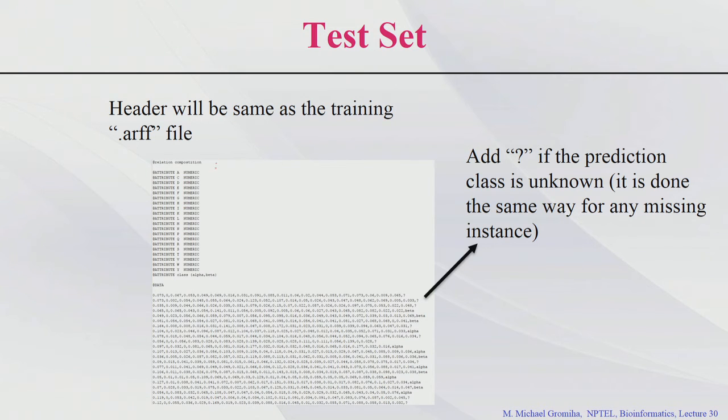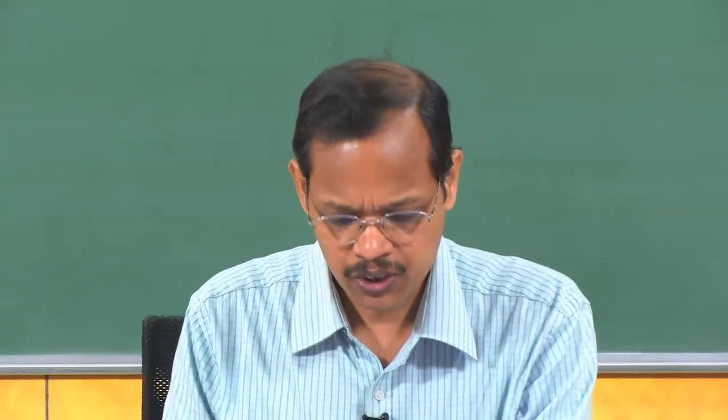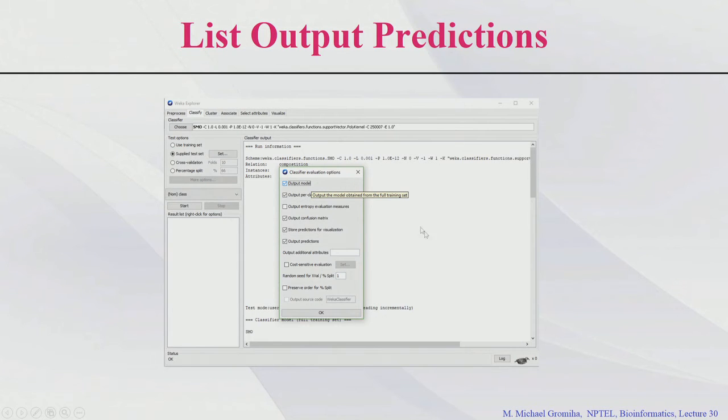In this case we use the same features, this is the composition we used, the 20 amino acid residues, and the same class. In the data, if you do not know the test set labels, you can put a question mark. The question mark means the prediction is unknown. So, in this case WEKA will predict whether it is helix or strand. If it is known as alpha or beta, it can also evaluate whether it is correctly or wrongly predicted. This is the output. So, it is also possible to list the output predictions.